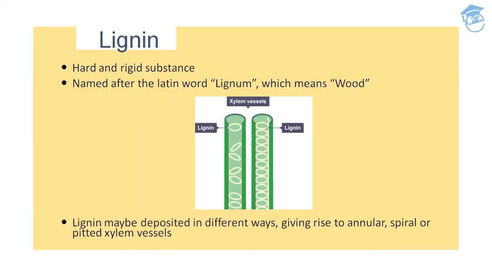Lignin. What is lignin? As you can see, these are the lignin rings which are present in the xylem vessel. Lignin is a hard and rigid substance. It is named after the Latin word lignum, and lignum means wood. Lignin may be deposited in different ways that give rise to annular, spiral and pitted xylem vessels. I have already taught you about the secondary cell wall thickening present in xylem vessels in my previous section of the presentation, that is the 6th section of the chapter Transport in Plants. You can refer to it for better understanding.